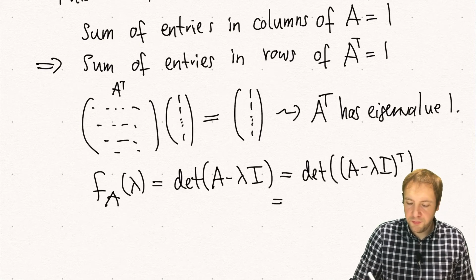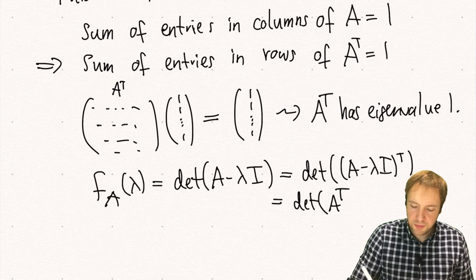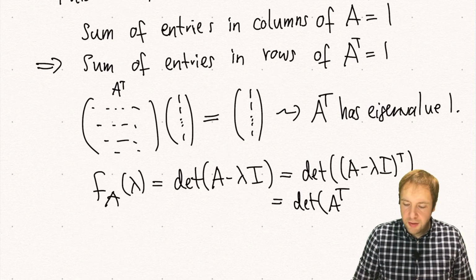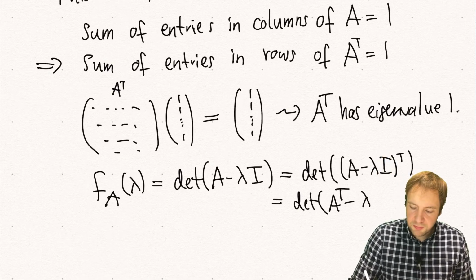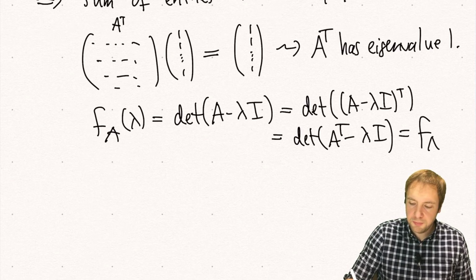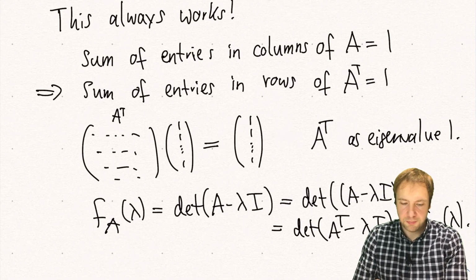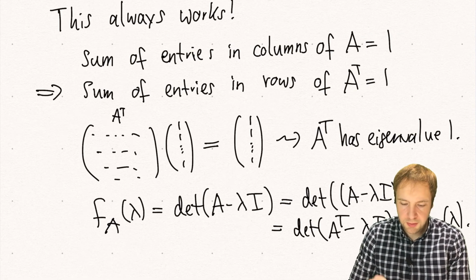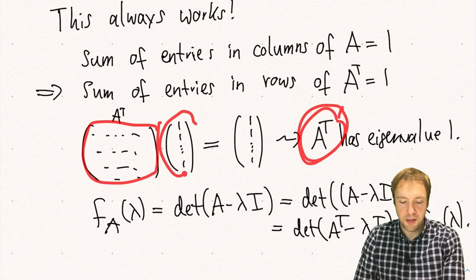And the transpose of a sum is the transpose of each summand. So this is the transpose of A, and here the transpose of the identity matrix is just the identity matrix. So this is just this. And therefore this is the characteristic polynomial of the transpose. And now we see in this case that the transpose of A has eigenvalue 1.